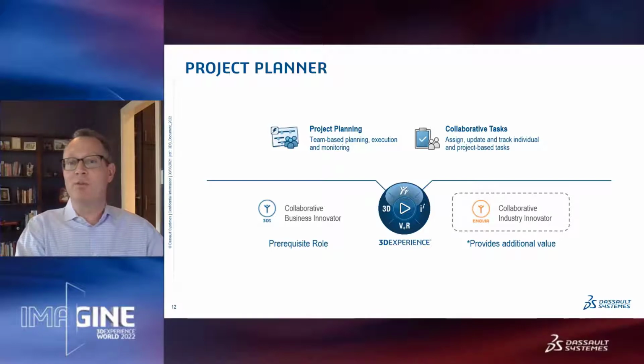And the project planner role provides users with two apps: project planning and collaborative tasks. Project planning provides lean, optimized team planning and tracking for your projects, and then the collaborative tasks app allows individuals to create, assign, update, and track the status of both project-associated and standalone tasks. Good to note that the Collaborative Tasks app is also included with the Collaborative Industry Innovator role.